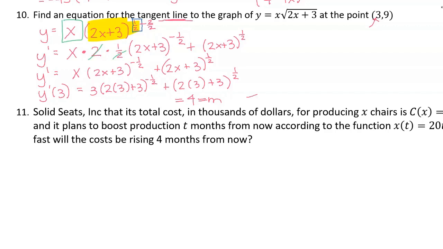When I put in 3, I get 4, which is exactly what I calculated here. All right, now I just need to write the equation of a line. We just need 3 things to write an equation of a line. We need the slope, and we need an x value, and we need a y value. So this will be y minus 9 equals the slope times x minus 3. Or if you really want, you can write this in slope-intercept form. So this will be y equals 4x minus 3. All right, there you go.